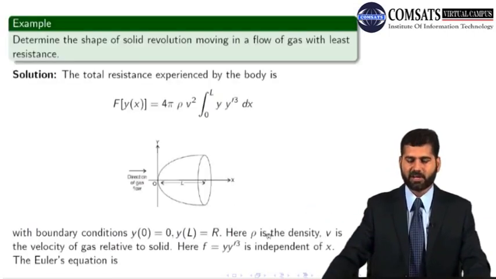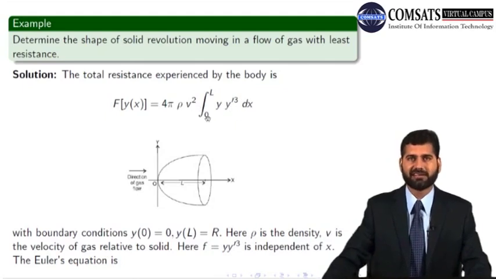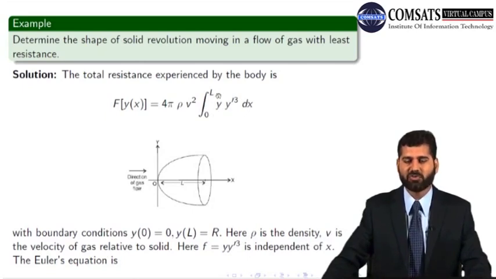Here rho is the density, and v is the velocity of the gas relative to the solid. Your function here is again an integral functional, which needs to be minimized. So again I need to observe the value of f here. f is the integrand, which is y prime cube, and by taking this value of f, I can write the Euler equation.